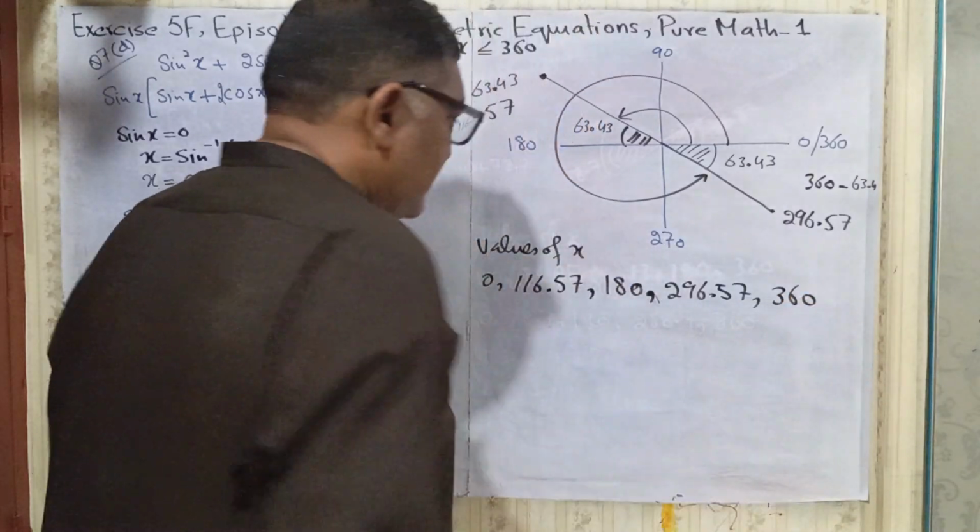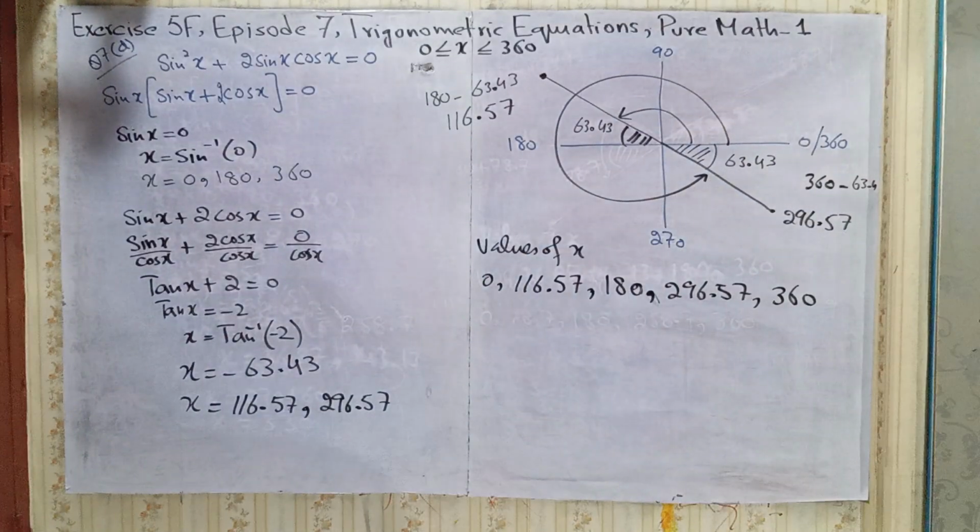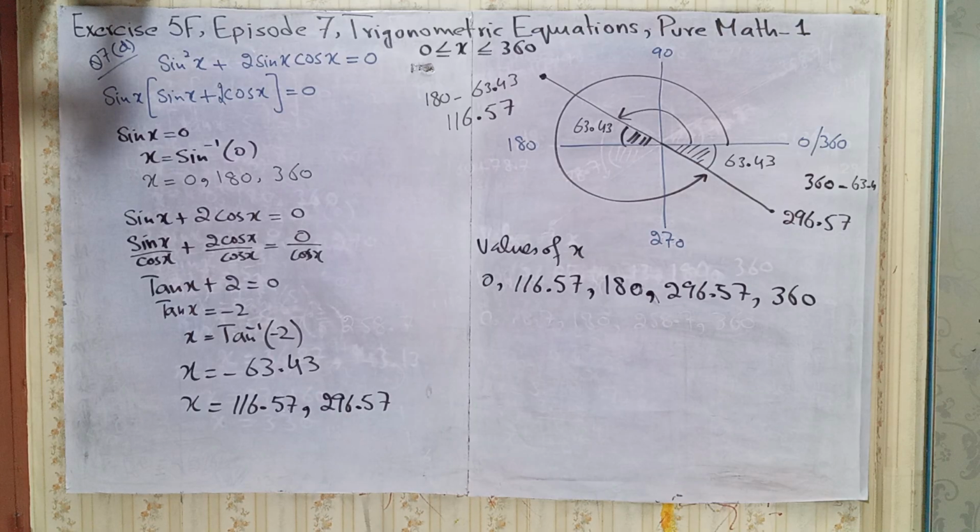So I hope this is the right answer, sir. Let me check. This is the question number 7, and it's D part. Okay, so let's check the answer, sir. It's 0, it's 116.6, it's 180, 296.6, and 360. So I hope you understand. This is how the question number 7 D part is done.